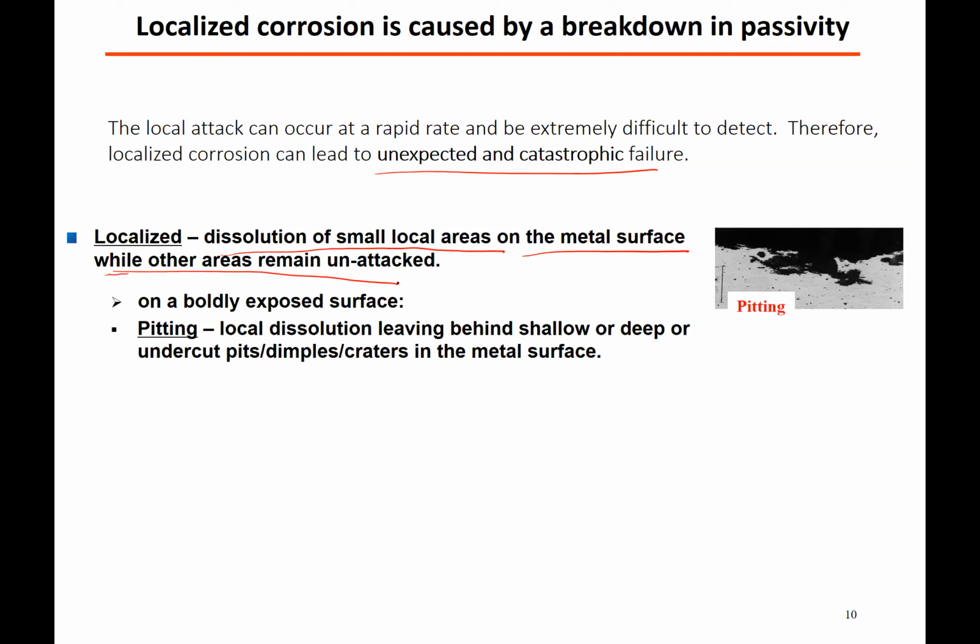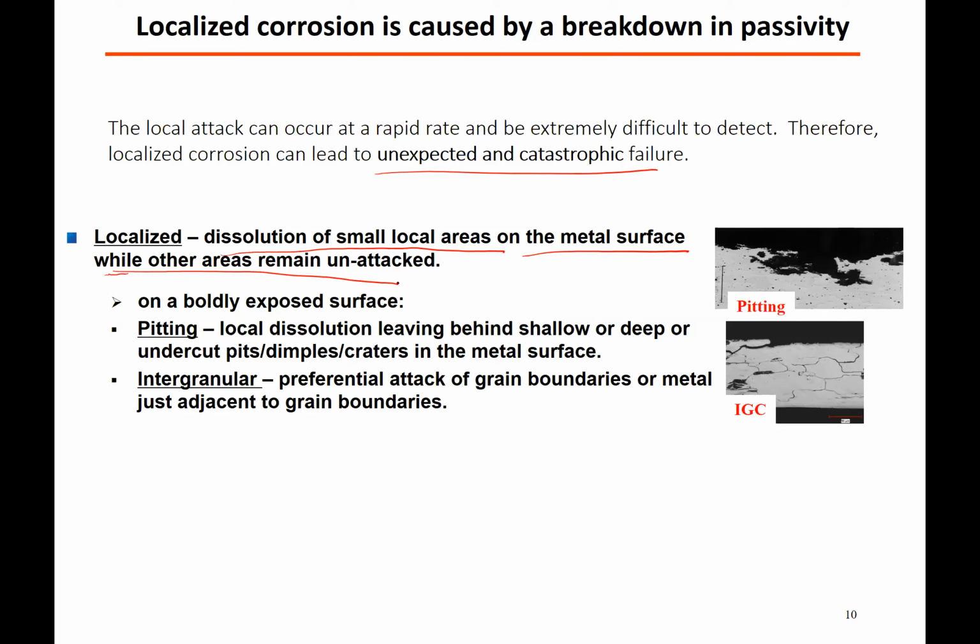Okay, so what can actually happen? Well, on a surface, you can have pitting, which is what we talked about. So local dissolution will leave behind shallow or deep undercut pits, dimples, craters, these different geometries on the metal surface. It can also be intergranular. So that's what I was talking about before, where the electrolyte, could be salt water, could be some acid, could penetrate along these grain boundaries and basically start to break apart the material along the grain boundaries.